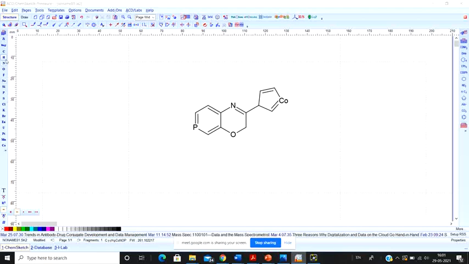Now suppose I want to add carbon here. Suppose I want to add a carbon here. Okay, another carbon. I need to add carbon chains.